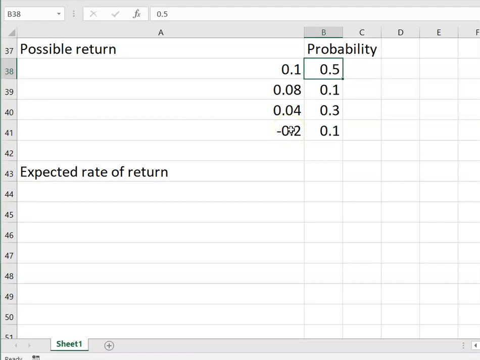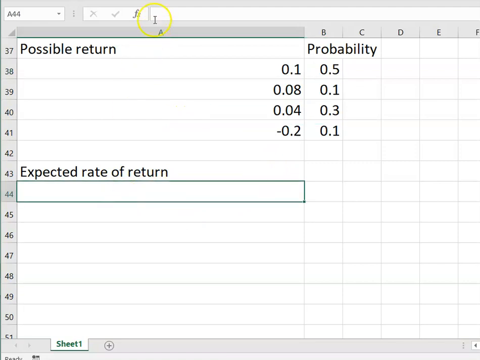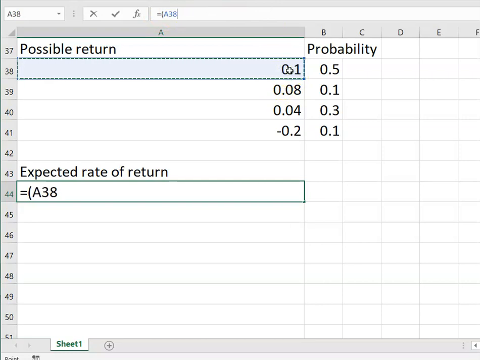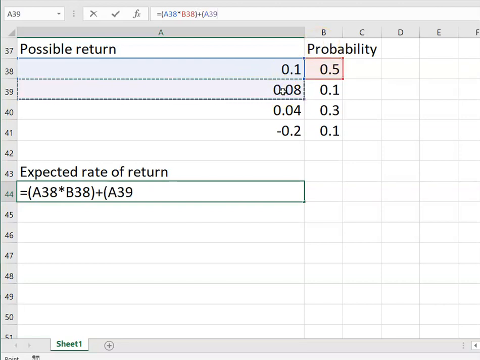What do I expect from this? What is my expected rate of return? Well, this is going to be a little bit complicated, but it's the possible return, that possible return, times its probability, plus the next guy, its possible rate of return, times its probability. And I'm going to continue.